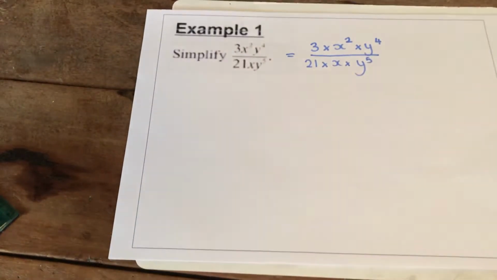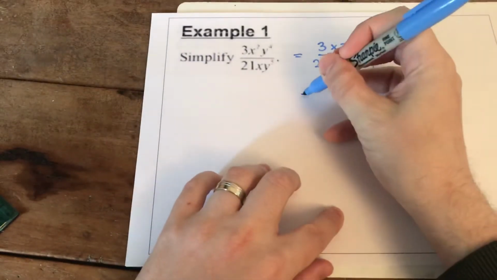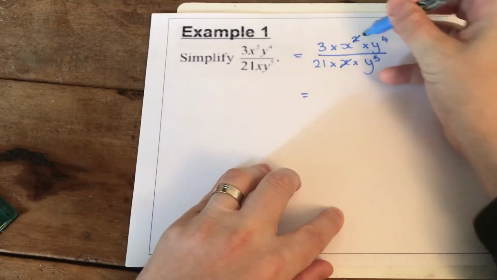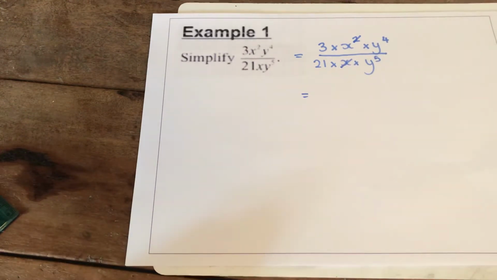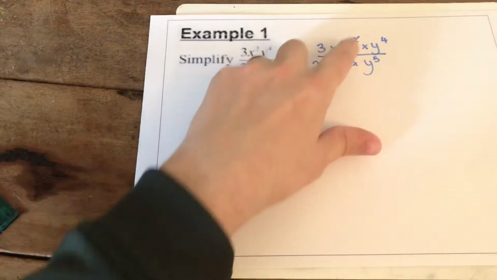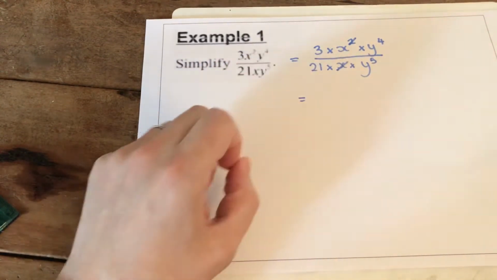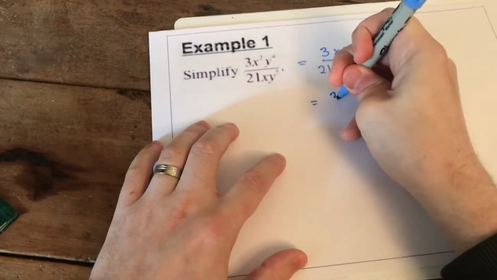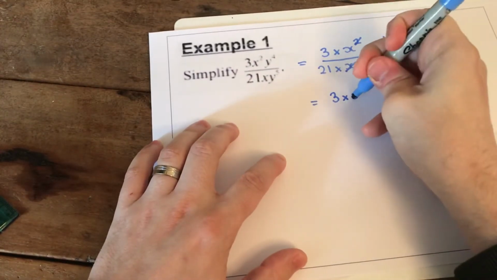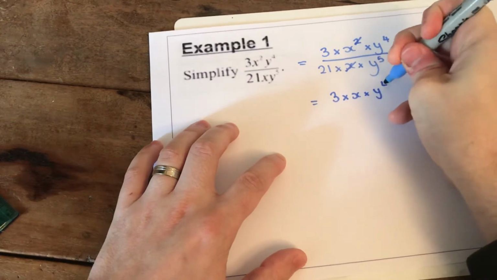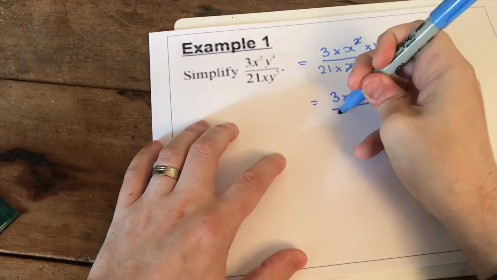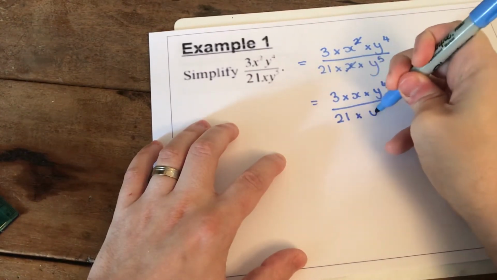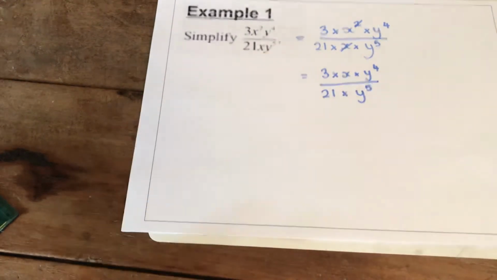Now, if we start off by cancelling this down, there is an x in both the denominator and the numerator. So we can cancel out the x and the x squared that would be here. That would leave us as 3 times x times y to the power of 4. And then we have 21 times y to the power of 5.